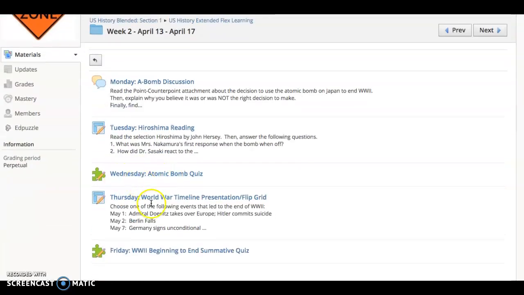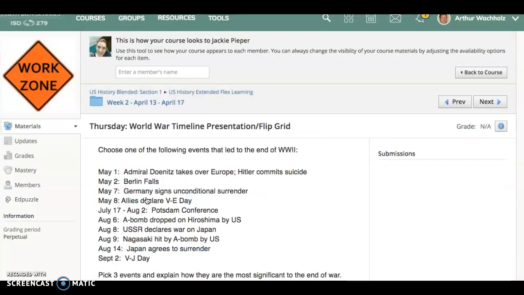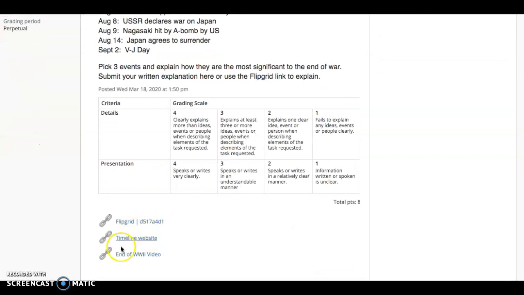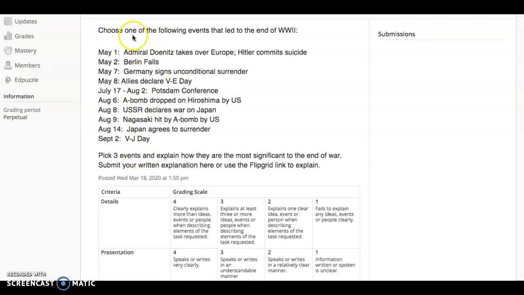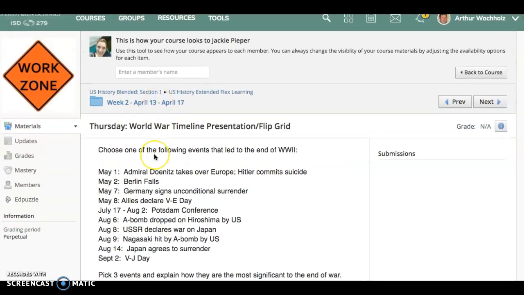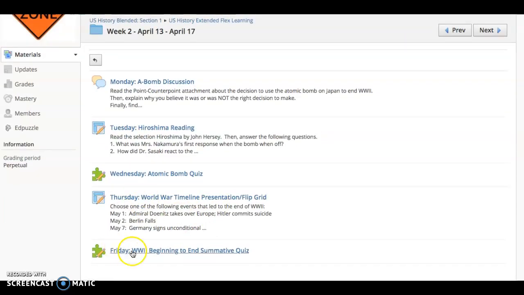Then there was obviously the quiz, and then a timeline assignment where you had to do either a Flipgrid review or look at a video summarizing the end of the war and these events. It said basically to choose one of these events to start a timeline, and then in all pick 3 to use, either in the Flipgrid or to summarize how they ultimately led to the end of World War II.